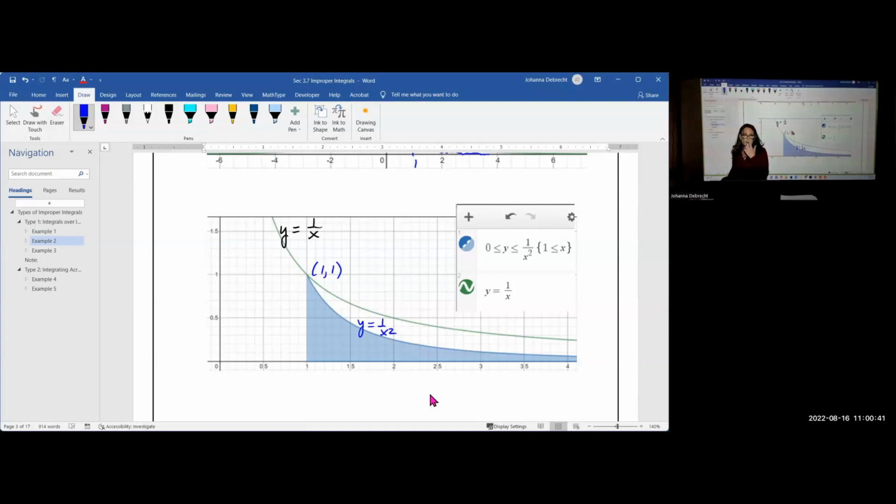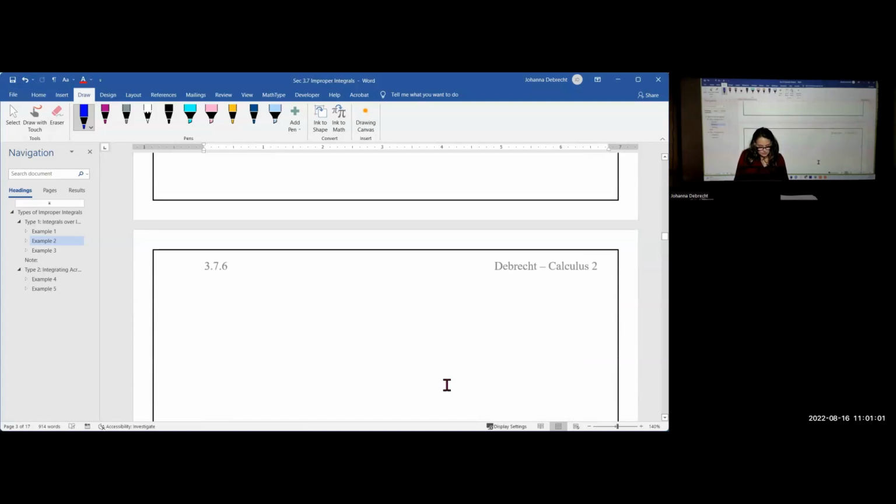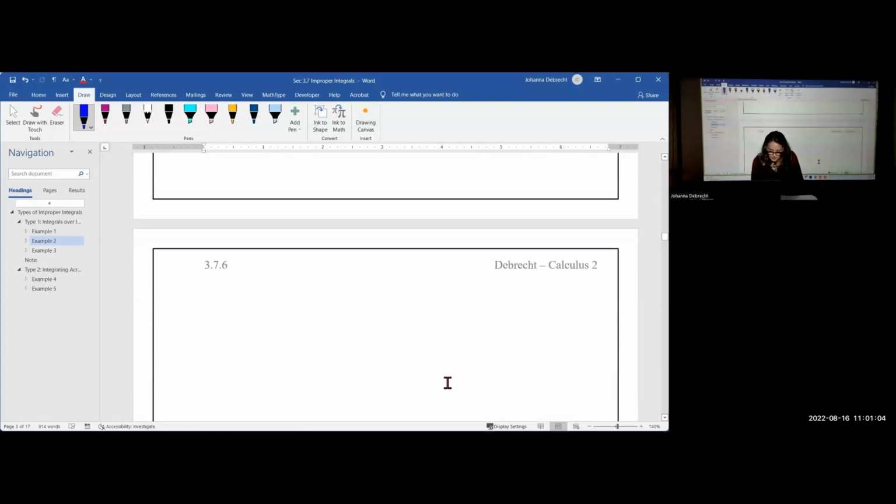Now, we just saw that the area under 1 over x was not finite, right? Is it possible that this area under 1 over x squared gets low enough, fast enough that it's a finite amount of area, even though it's an infinite region? Let's take a look. So we're going to be integrating from 1 to infinity of 1 over x squared dx. In order to integrate this, we need to replace the infinity with a c, and then we need to take the limit as c approaches infinity.